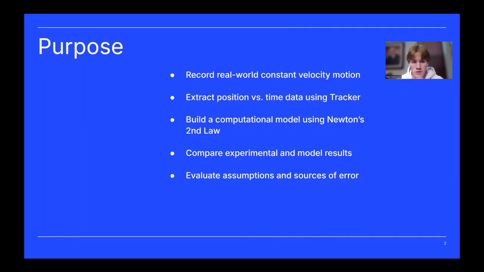For this purpose, we can record real-world constant velocity motion, extract position versus time data using Tracker, build a computational model using Newton's second law, compare experimental and model results, and evaluate assumptions and sources of error. The purpose of this lab was to test whether constant velocity motion can be accurately modeled by setting the net force equal to zero using the momentum principle.